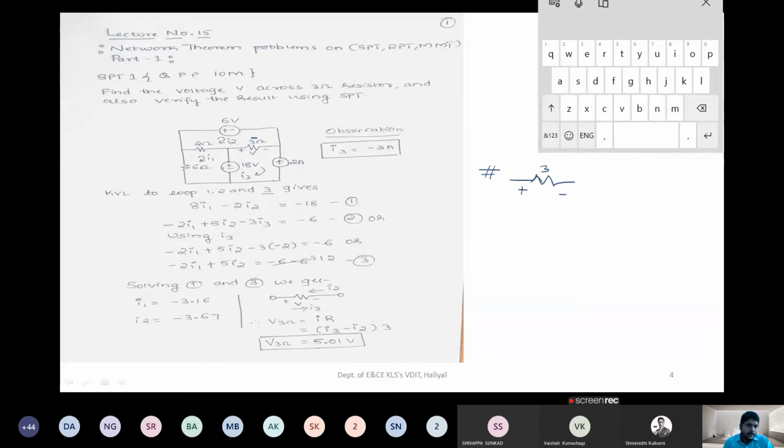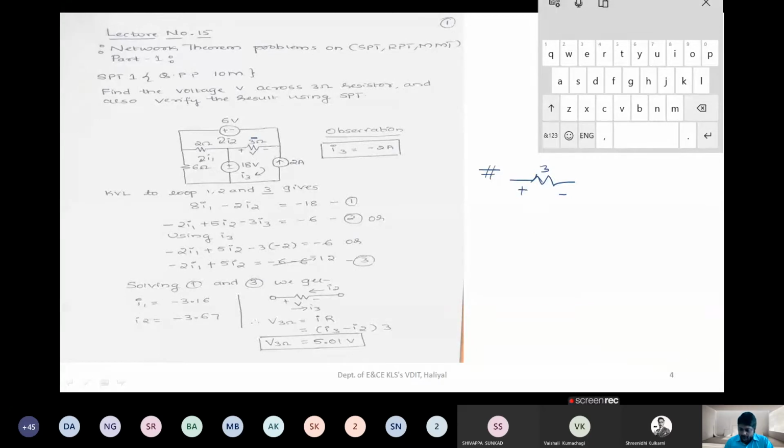And here also the same thing, and here also the same thing. So you can assume anyway, don't stick to that. You can assume and you can calculate, no issues. So I1, I2 and I3 I have assumed. What is our requirement? Our requirement is the voltage across the 3 ohm resistor.